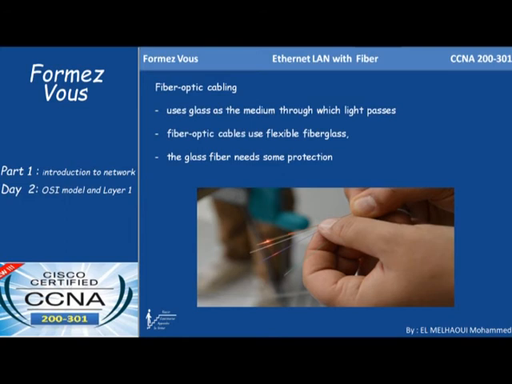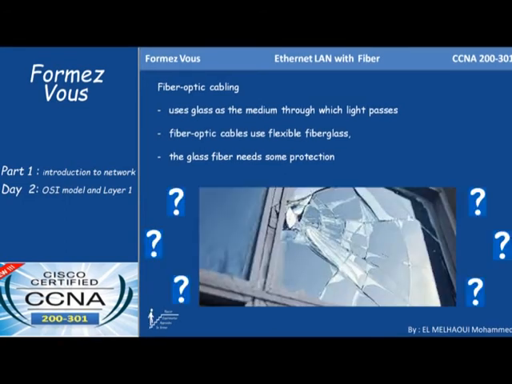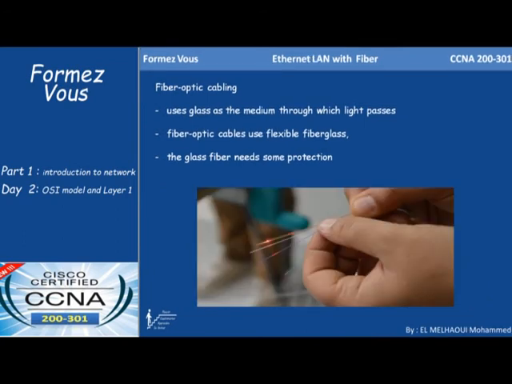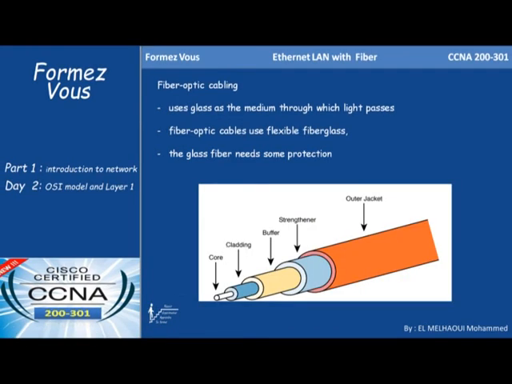It might seem strange at first to use glass, given that most of us think of glass in windows. Window glass is hard, and if you hit or bend it enough, the glass will probably shatter. Instead, fiber optic cables use flexible fiberglass. A fiber optic cable holds the fiber in the middle of the cable, allowing the light to pass through the glass. The glass could break, so the glass fiber needs some protection, as shown in this picture.